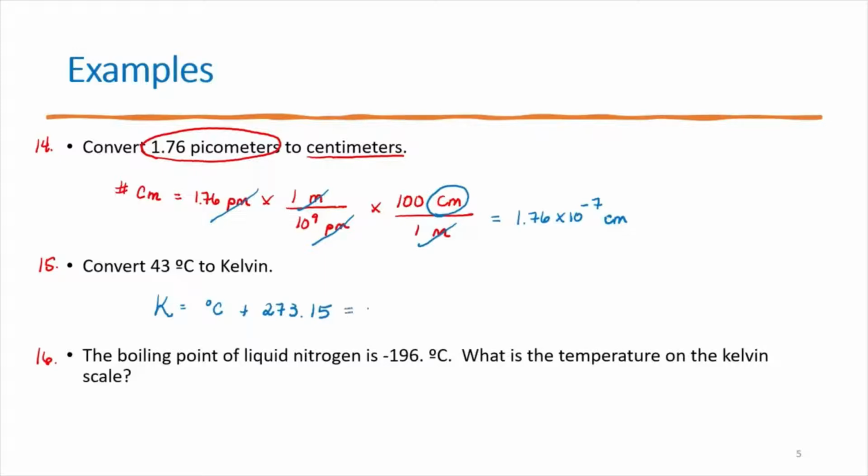So this is equal to 43 degrees C plus 273.15 equals 316.15 K. If I look at this now, I'm doing addition. This is to the 10 to the 0 space, or the ones place, meaning no decimal places. So I'm going to round this to 316 Kelvin.